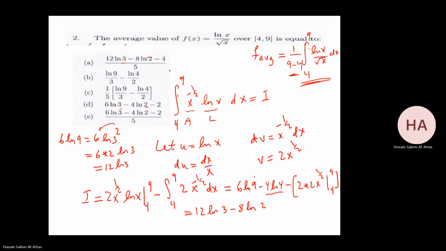Okay, now this one I substitute, that will be minus what? 4 times 3, that will be 12. 4 times 2, that will be 8. So it is 12 ln 3 minus 8 ln 2 minus 4. Don't forget I want it to be over 5. So this is my answer.